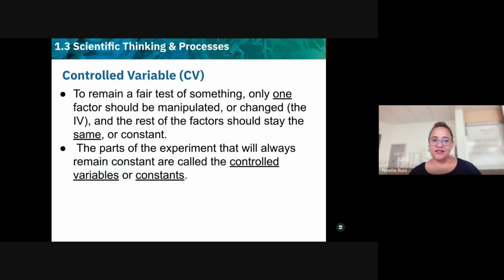And then the last is the controlled variable. To remain a fair test of something, only one factor should be manipulated or changed, which is the independent variable, the one we just talked about. The rest of the factors should stay the same or should stay constant. The parts of the experiment that will always remain constant are called the controlled variables, or we just call them constants.